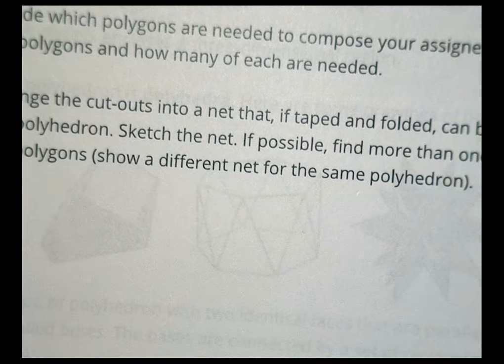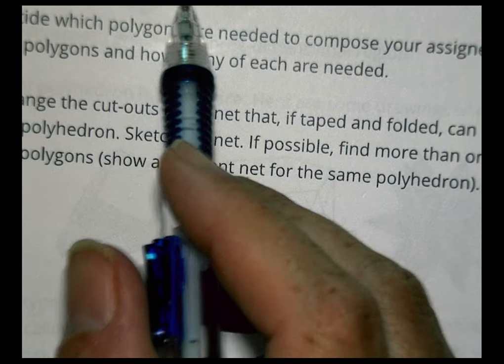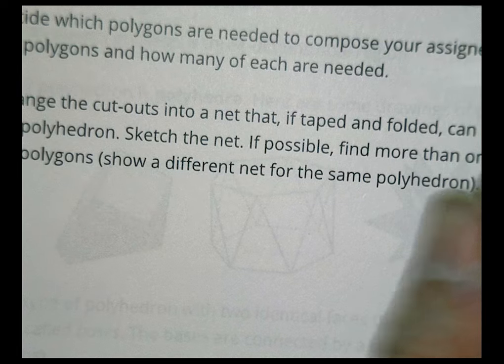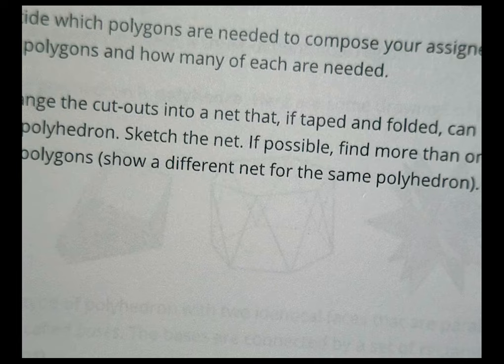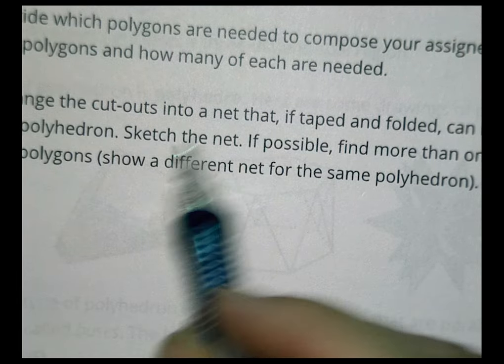So it's good if you have some larger samples of those to work with. I hope your teacher gave you something there. I just have the small ones here just to show you real quick. Okay? All right. Your teacher will give you and your group a set of polygons and assign a polyhedron from the first page, or page two. Decide which polygons are needed to compose your assigned polyhedron, and list the polygons and how many of each are needed.